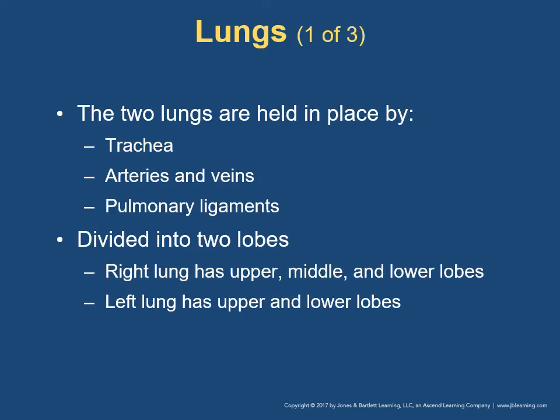Lungs, you have two of them, and they are held in place by the trachea, arteries and veins, and pulmonary ligaments. Each lung is divided into lobes. The right lung has an upper, middle, and lower lobe, so there's three of those. The left lung has an upper and lower lobe, so there's two of those, and that is because the heart also sits in the left side of the chest, so we have to have room for the heart and the lung.